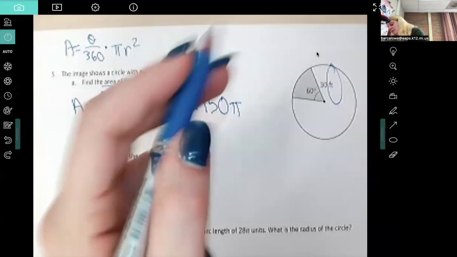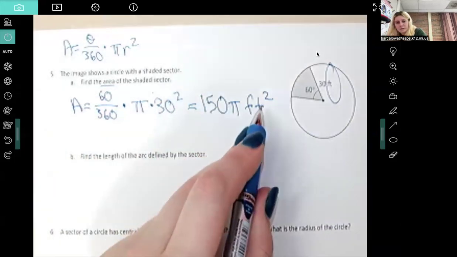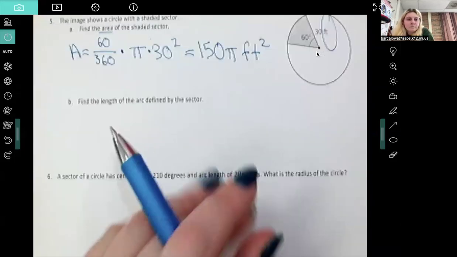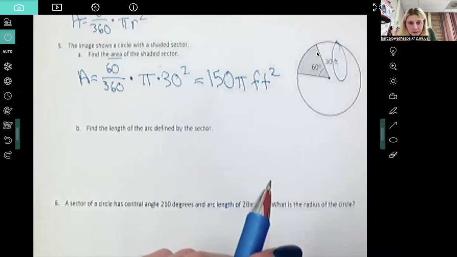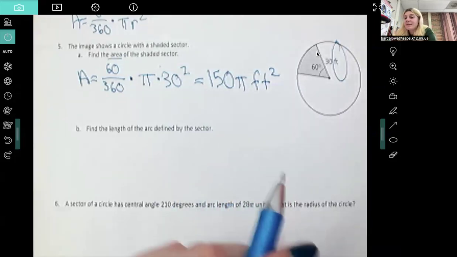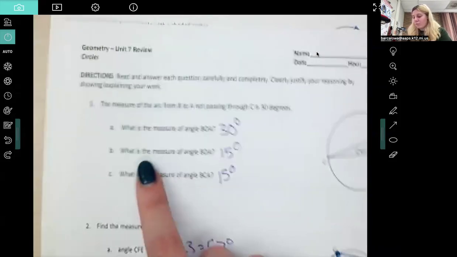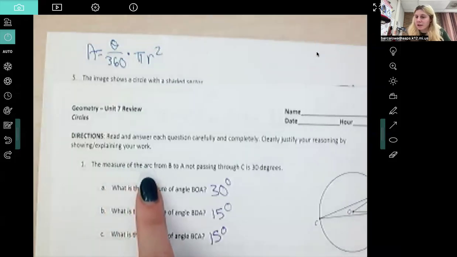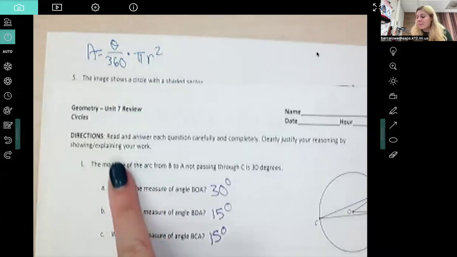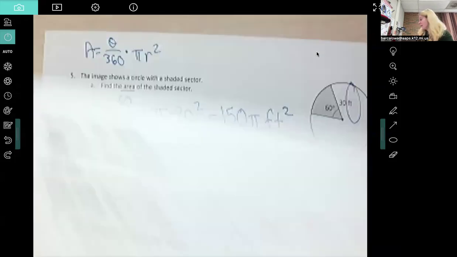Units. This is feet, so feet squared for area. Area is in units squared. Okay, find the length of the arc defined by the sector. This is different than what we were doing on the front page when it says the measure of the arc. I know it's confusing. The measure of the arc is in degrees or radians, an angle.